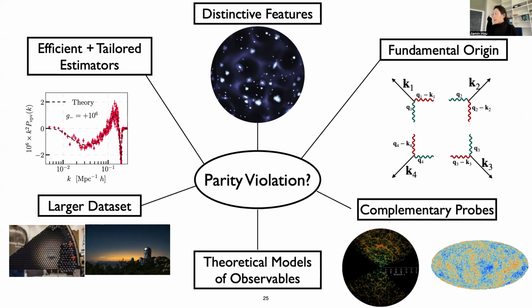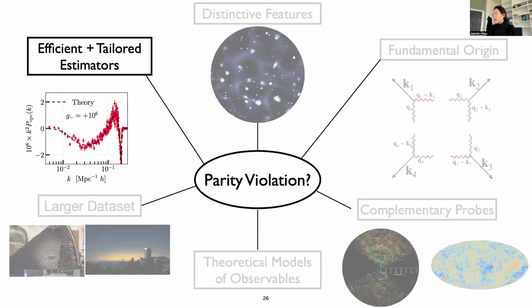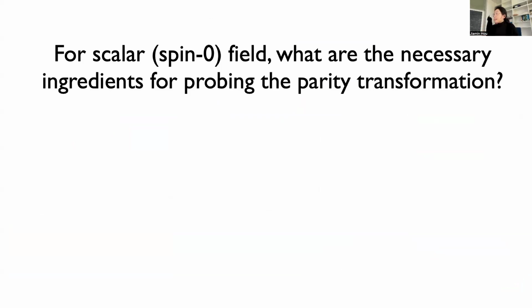Let's begin with one of the algorithms, a new estimator that we developed over the past year. Before diving into the details of this estimator, let's first consider an important question. Say, for a scalar or a spin zero field, what are the necessary ingredients for probing parity transformations?